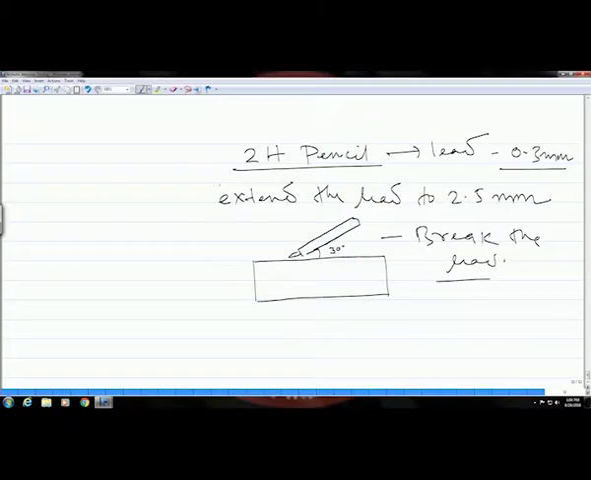Then you can place the sensor close to this, and collect these acoustic emission waves, which are generated due to the fracture of this lead, and these waves now can be used to calibrate the system.